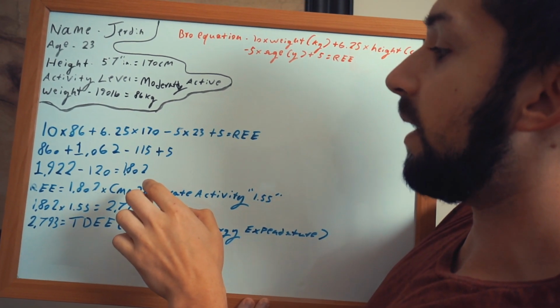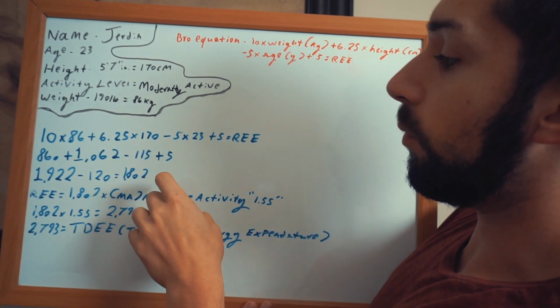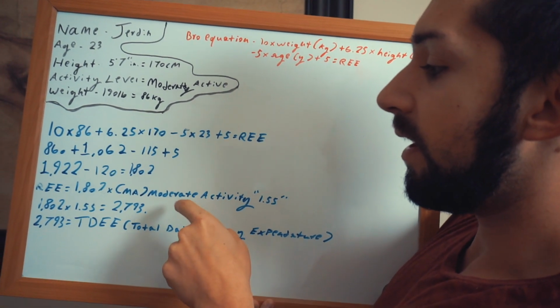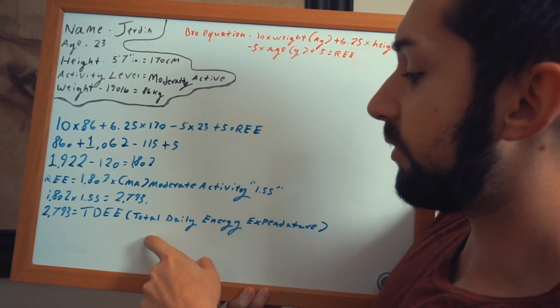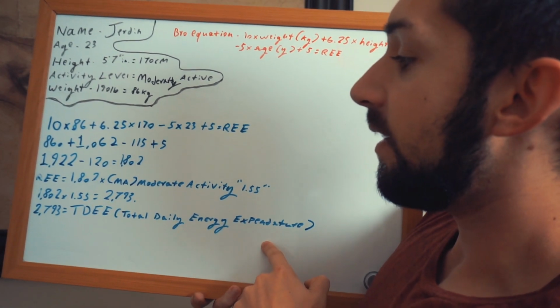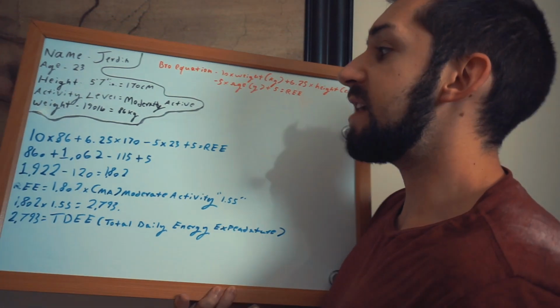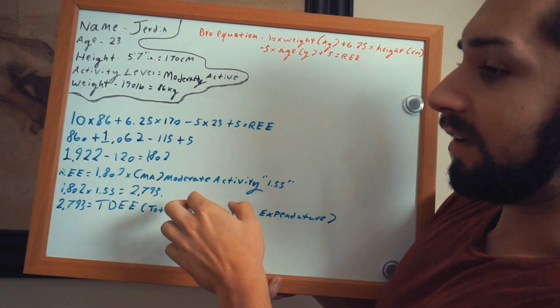If you multiply that by what would be considered a moderate activity level, which is going to be 1.55, you're going to get 2,793. So my TDEE, total daily energy expenditure, is 2,793. Now the mistake I made in yesterday's video is I was saying lightly active, but I was giving the number for moderately active.